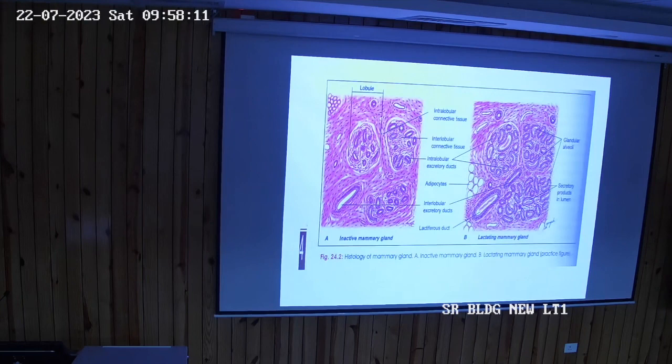IgA, that is coming from the plasma cells, and mixed with the colostrum to provide immunity to the fetus.